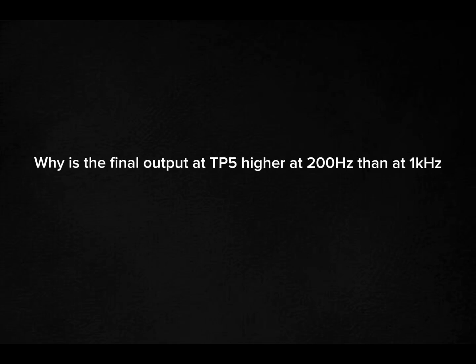The IC in stage 4 amplifies whatever signal it receives from stage 3. Since the low-pass filter in stage 3 passes 200 Hz and blocks 1 kHz, the input to stage 4 is already weaker at 1 kHz, resulting in a lower output voltage.